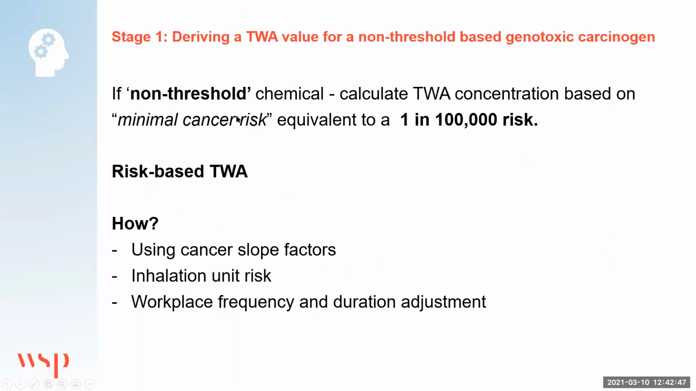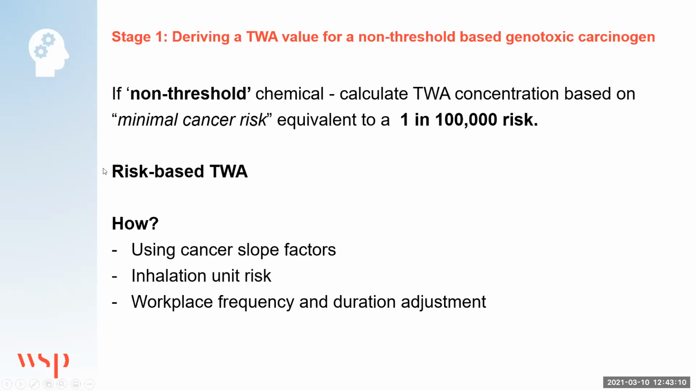If it is a non-threshold chemical, we had to calculate the TWA value, the concentration, based on a minimal cancer risk, which is equivalent to a 1 in 100,000 risk, which is deemed acceptable based on Australian policy decisions. And I won't go too deep into that. That's another topic that we can discuss for a long time.